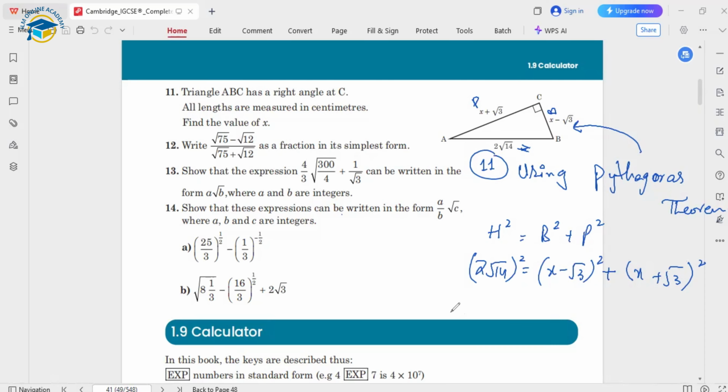So for further simplification, 2 square root 14 whole square: 2 square is basically 4, and the square root of 14 will be cancelled out with the square, and only 14 will remain here. Here we need to apply the formula for (a - b) whole square, that is a square minus 2ab plus b square. Similarly for this, we will apply (a + b) whole square, that is a square plus 2ab plus b square.